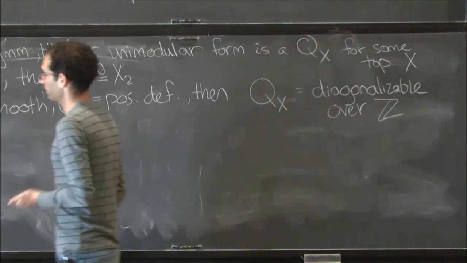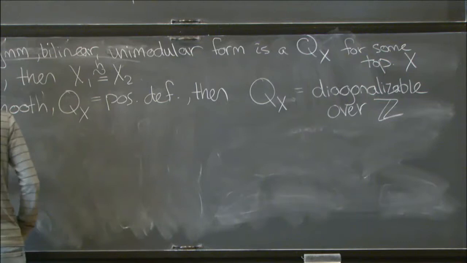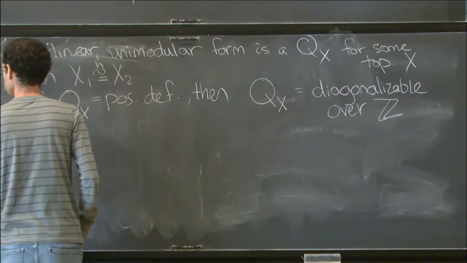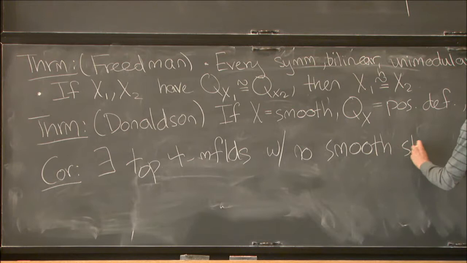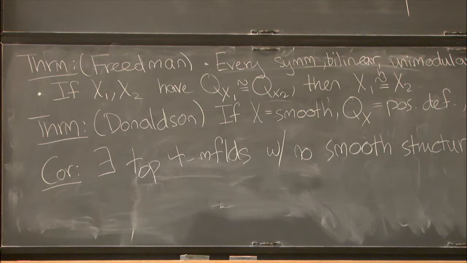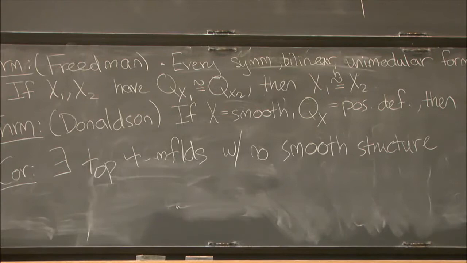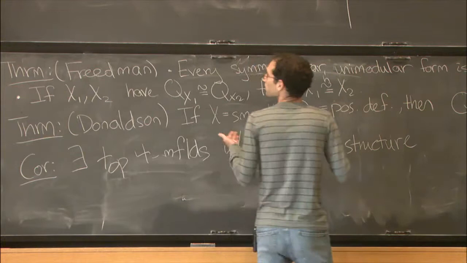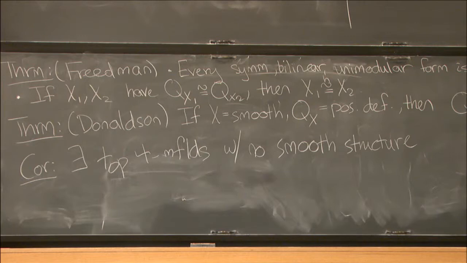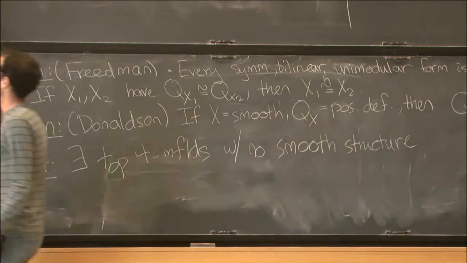So there's a very strong constraint coming from the smooth topology. And so a corollary that we get from this, which is quite nice, sort of as a side comment, is there are topological four-manifolds that just have no smooth structure. And in fact, we get one for every positive definite bilinear form that's not diagonalizable over the integers. Okay, great. So that's hopefully illustrating the distinction between topological and smooth four-manifolds. But it's still not helping us solve the Poincaré conjecture.